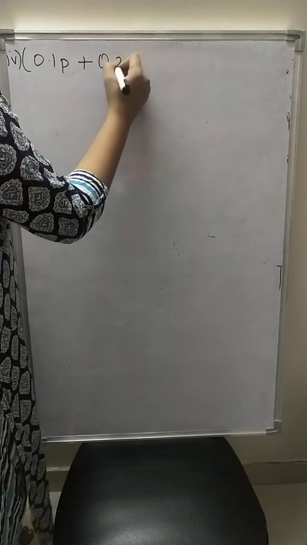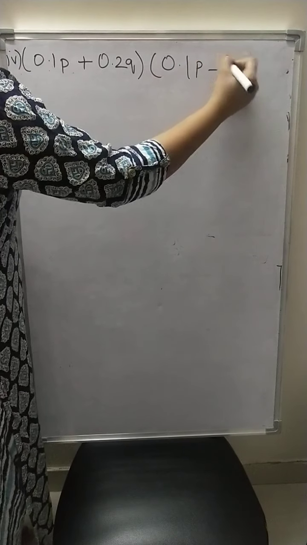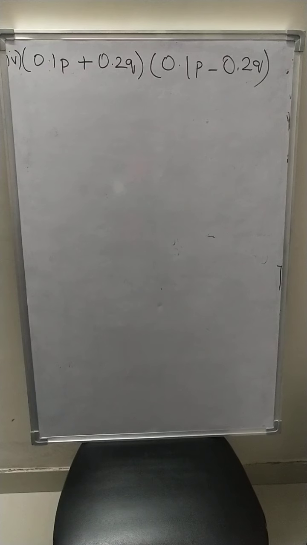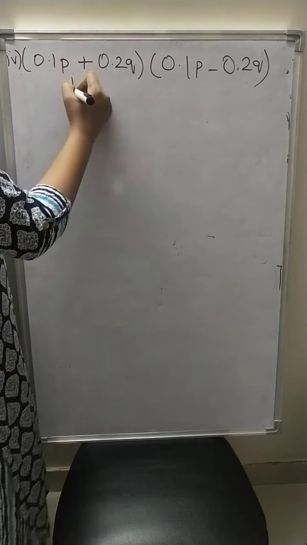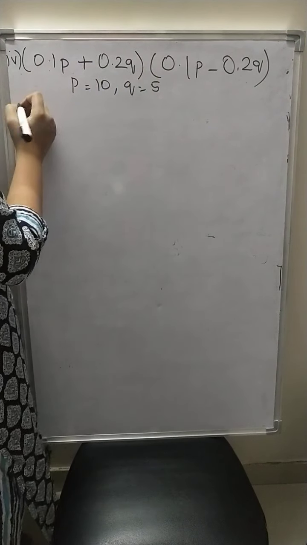So here students, in the fourth part, (0.1p + 0.2q) into (0.1p - 0.2q). Also the values of p and q are given to us. The value of p is 10 and the value of q is 5. So now let us multiply them.